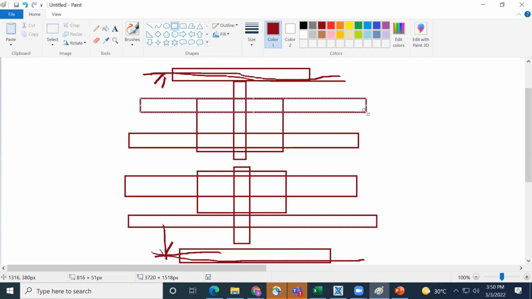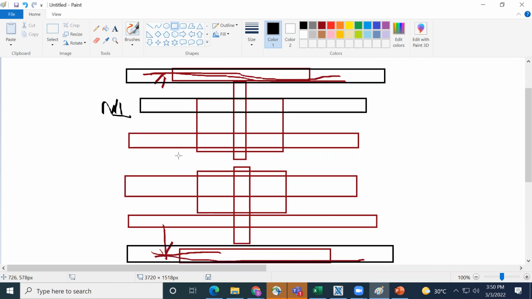If you draw any number of tracks and run DRC, it will not show anything. This is just a marker layer. Above this, you have to draw a metal. Suppose you draw M1. How many metals? Total 6 metals: 1, 2, 3, up to 6. So this is also 6 tracks.